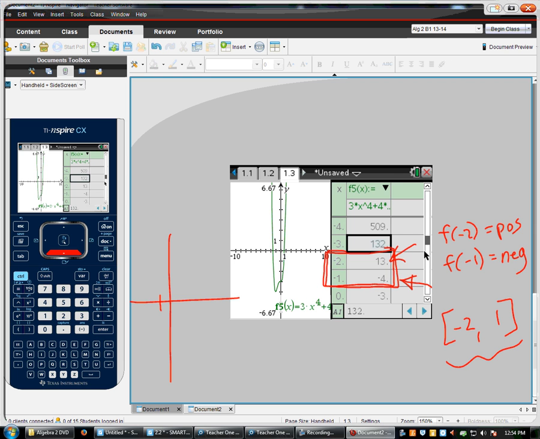So -2 is up here at 13 somewhere, right? But f of -1 is down here at -4. So my graph is looking something like this. You with me? So somewhere in between -2 and -1, it must have crossed the x-axis. Does that make sense? All right. So that is the intermediate value theorem at work.